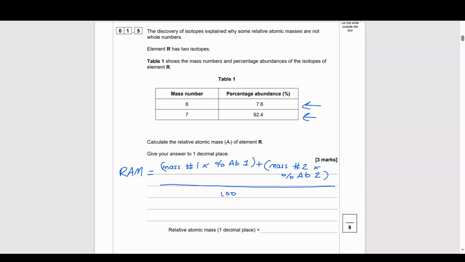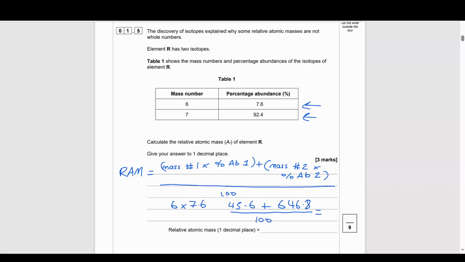Taking the mass number, which is 6, and multiplying that by 7.6, we then get a value of 45.6. So, it would be 45.6. We're going to add that now to 7 multiplied by 92.4. And we'll get a value of 646.8. And then we're going to find a total of that and then divide that by 100. And we should get our final answer.